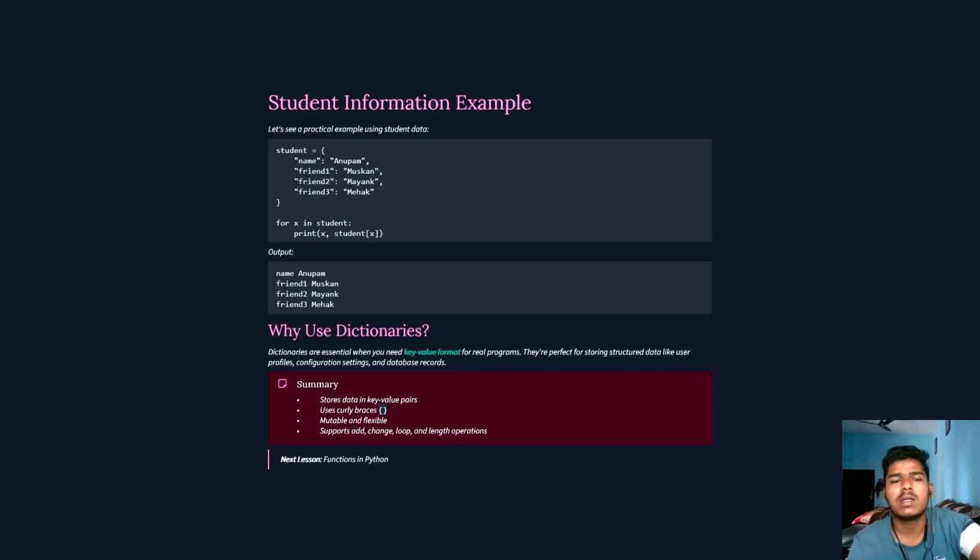Okay. So the summary is why we use dictionaries in today's class. Dictionaries are essential when you need key value format for real programs. They are perfect for storing structured data like user profiles, configuration settings, and database records. So today's summary is it stores data in key value pairs. It uses curly braces. It is mutable and flexible. It supports add, change, loop, and length operations. Okay.